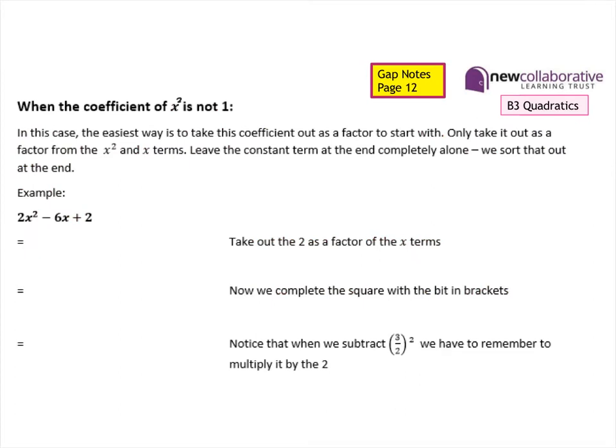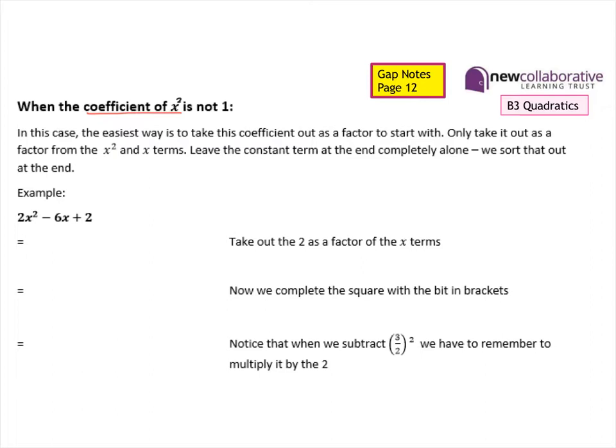Now, many students find it quite difficult to complete the square when the coefficient of x squared is not equal to 1. Now there are two slightly different approaches to completing the square when the coefficient of x squared is not equal to 1, and we'll look at both of those methods on the next two examples, and then you can decide which of those two methods you prefer to use.